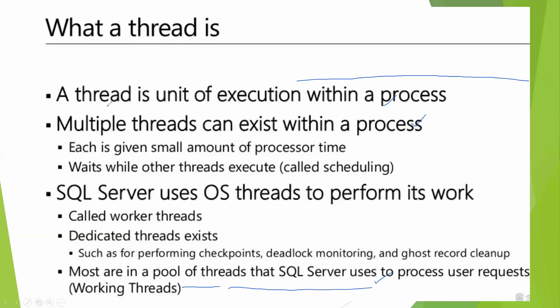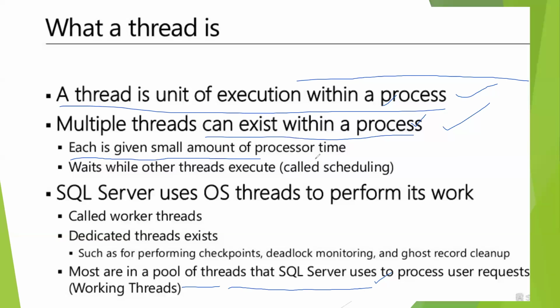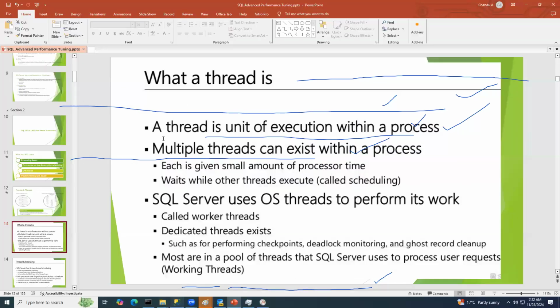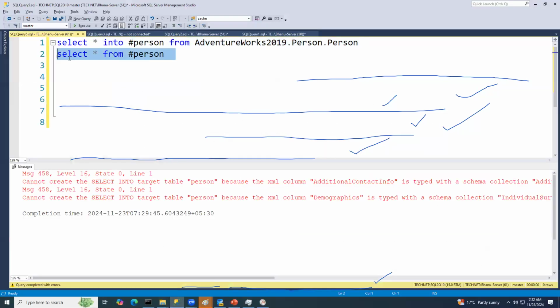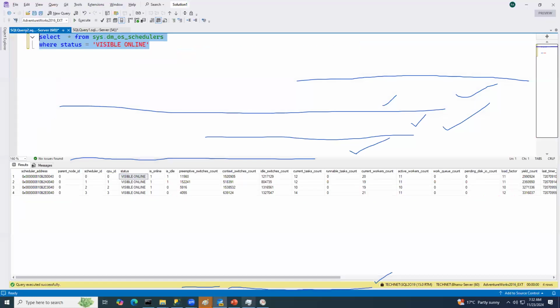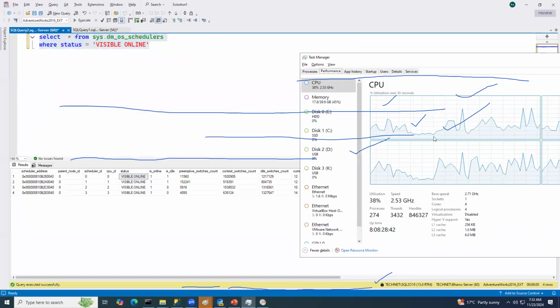So what we talked about, thread is a unit of execution within the process. Multiple threads can exist within a process. That's what I told, right? So the process gives an infrastructure for you to execute multiple threads. Each is given a small amount of processor time, right? So each query that you execute, let's say you executed this query, you executed this query, each query that you execute requires processor time. So this time.